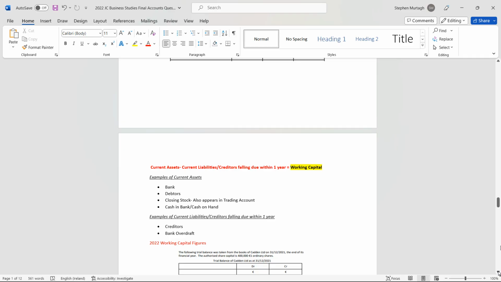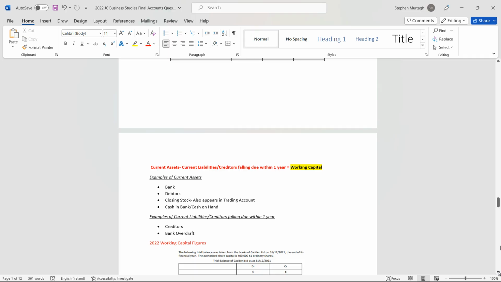So these are kind of the typical things that will go in the current assets section. So these are things you own that have day-to-day current value. The value can change every day or whatever. And then the current liabilities or creditors falling due within 1 year. In other words, you owe these things. Creditors are people you owe money to. And bank overdraft.